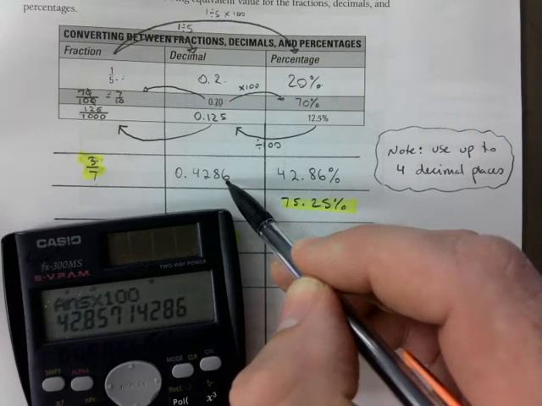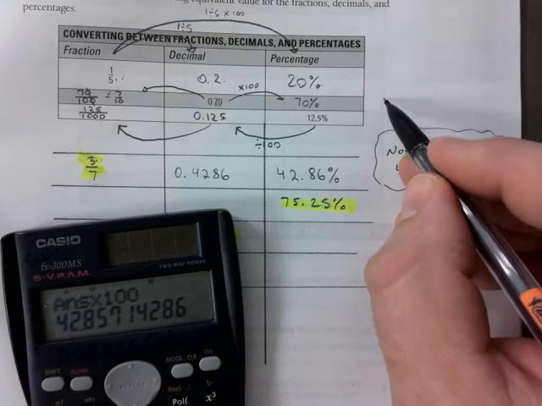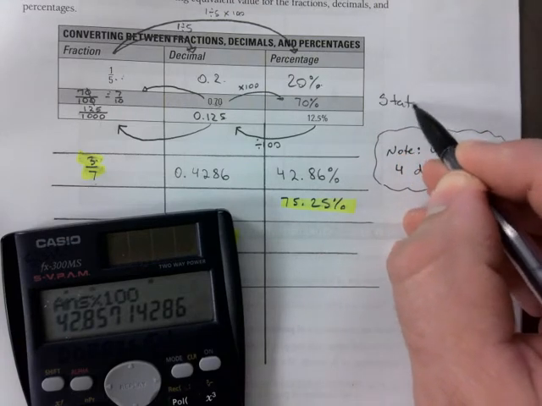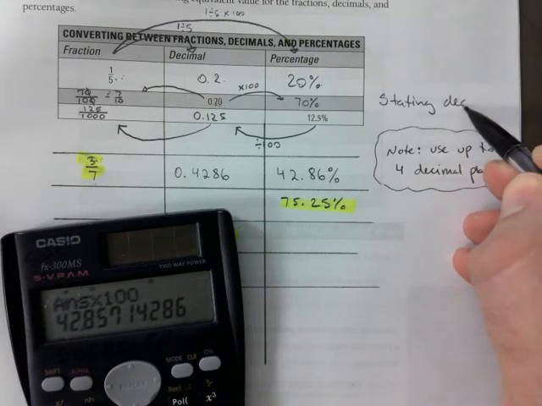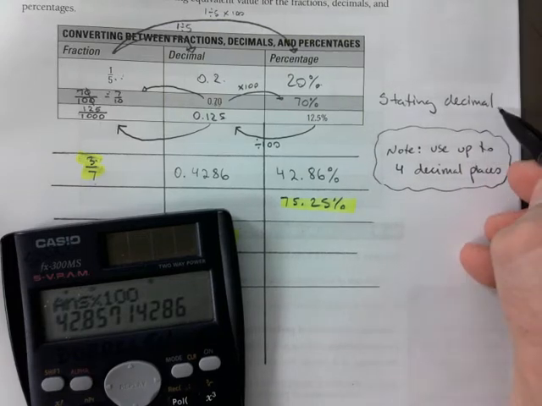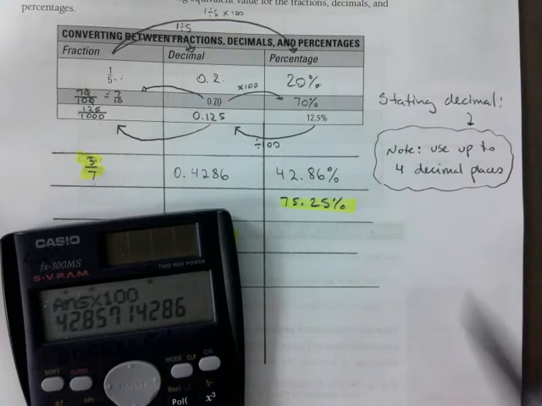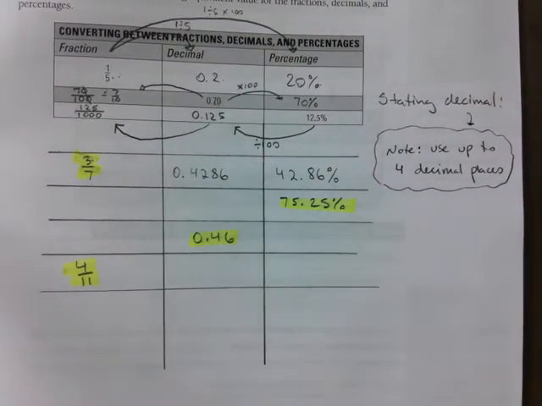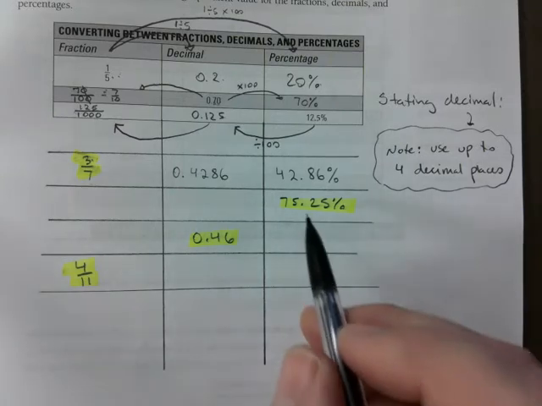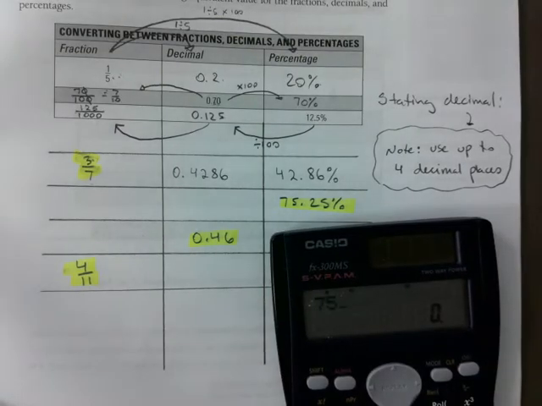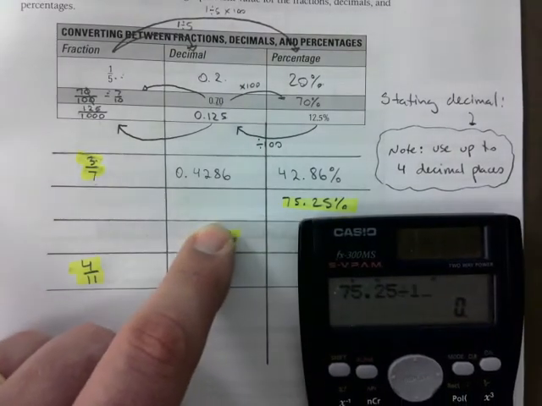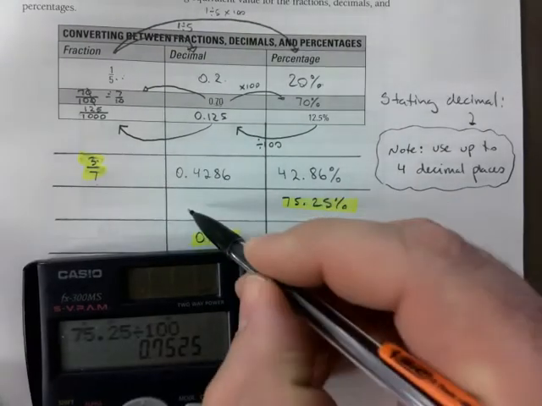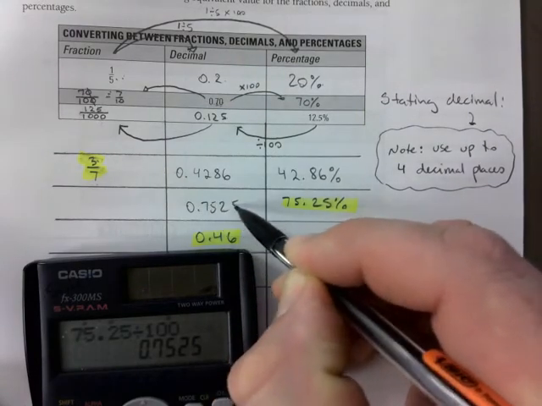So let's make that clear in our notes here. Stating decimals, we'll use up to 4 decimals there if you want to state it like that. Now, 75.25, you take that, you divide it by 100, so you get 0.7525.